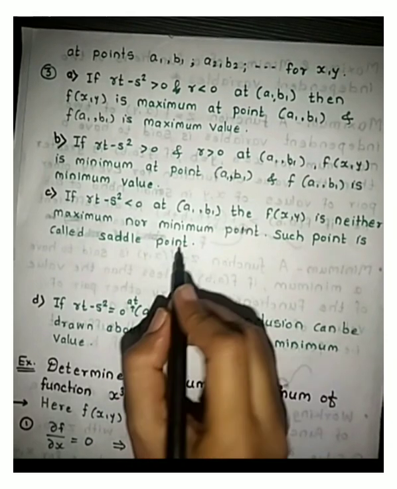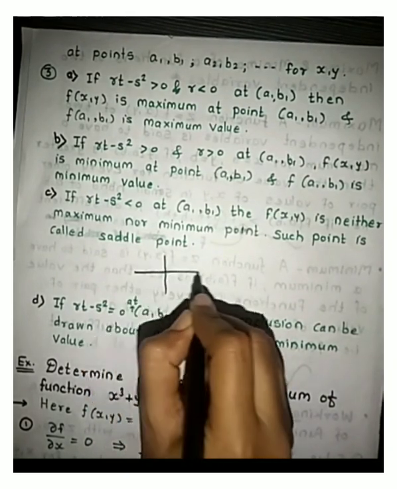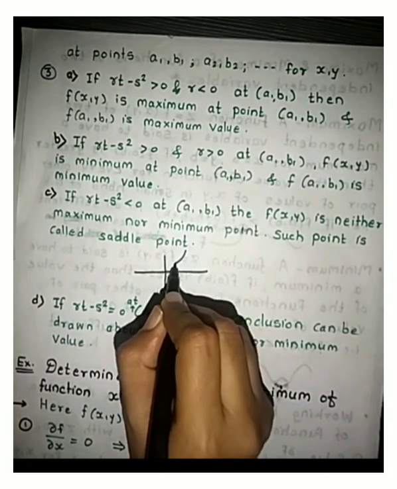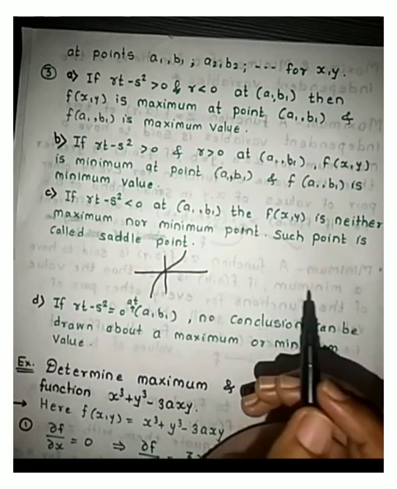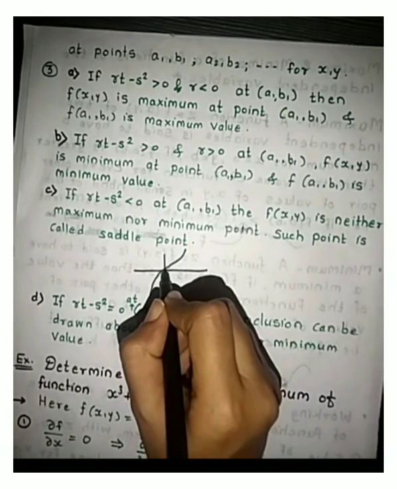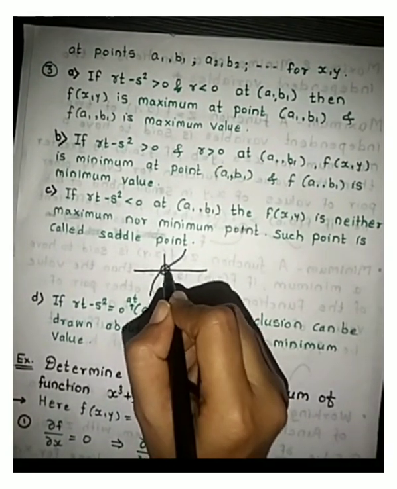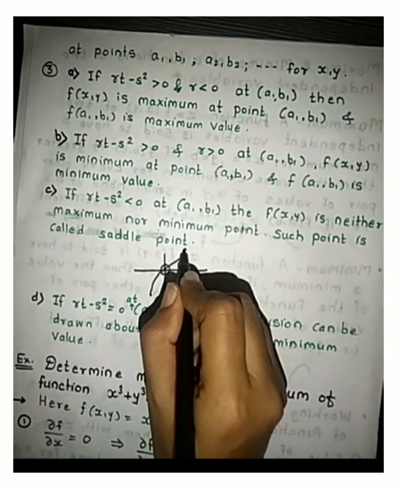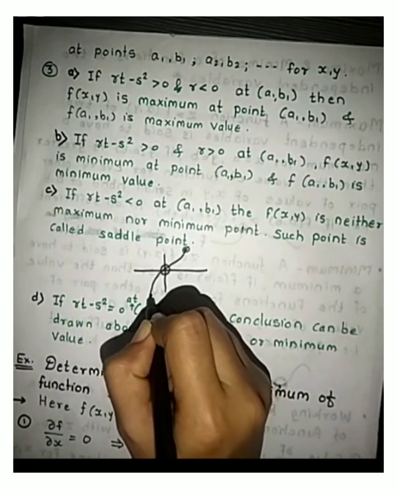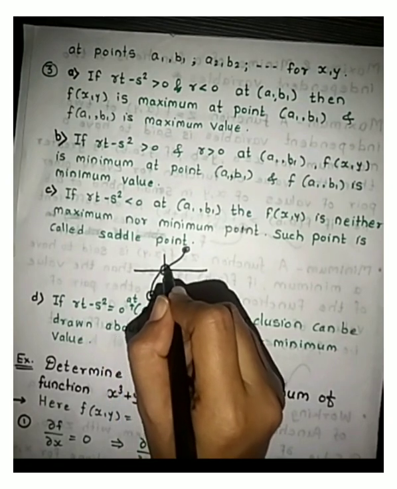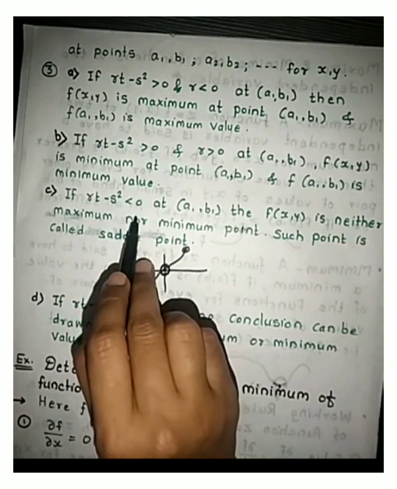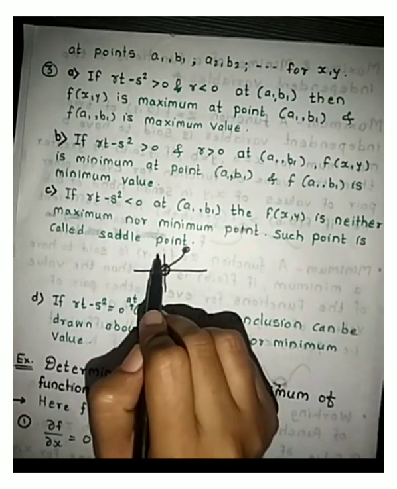For example, suppose this is the graph of some function of this type. At this point, our function is neither maximum nor minimum, because its maximum point is this and its minimum point is this. So such points are called saddle points. And when RT minus S square is less than 0, we get a saddle point.